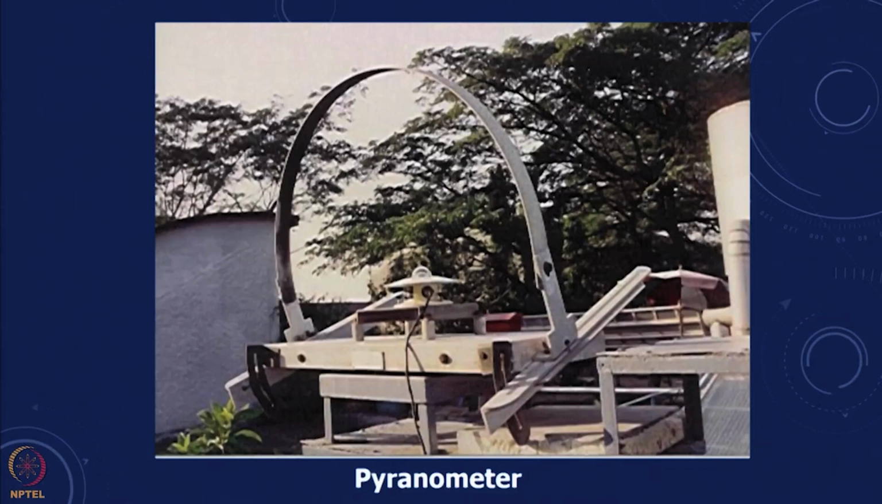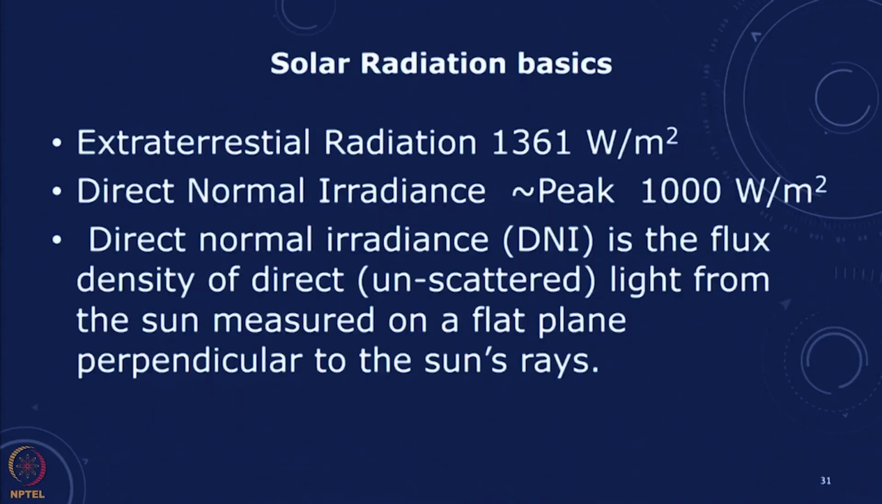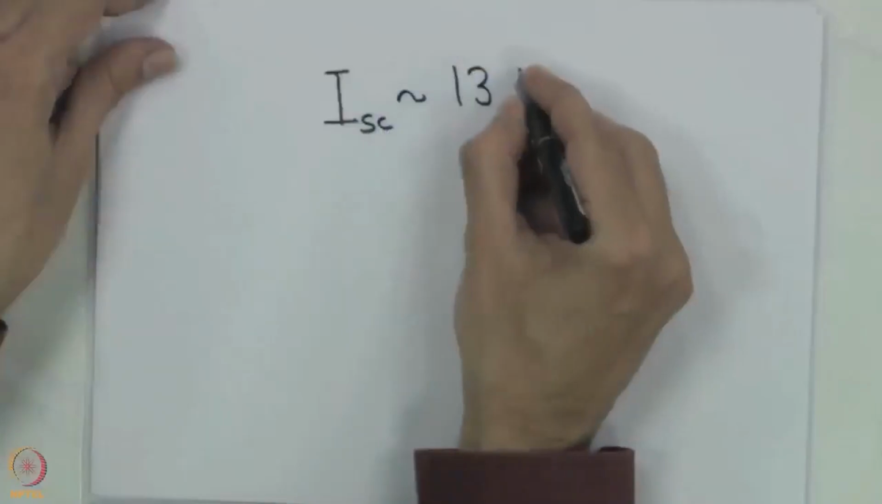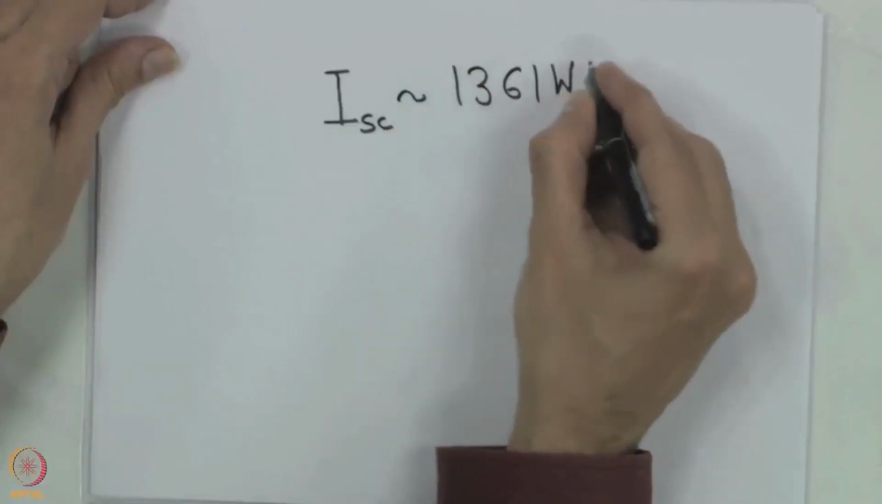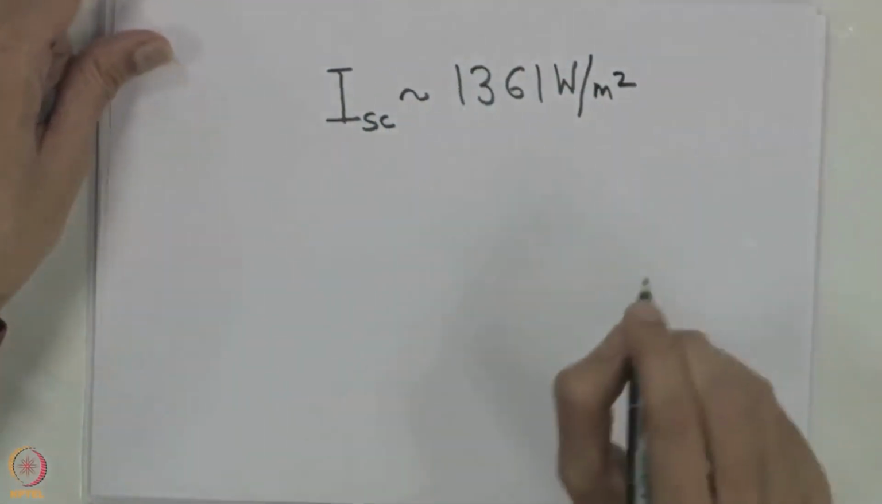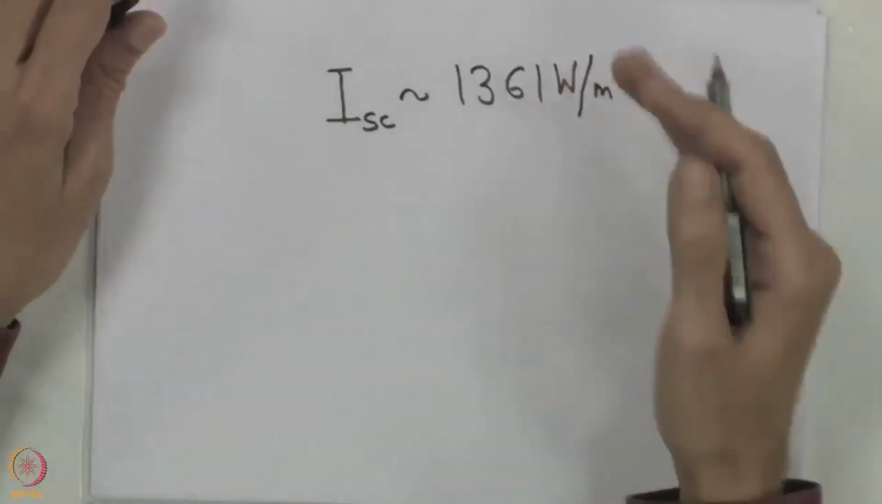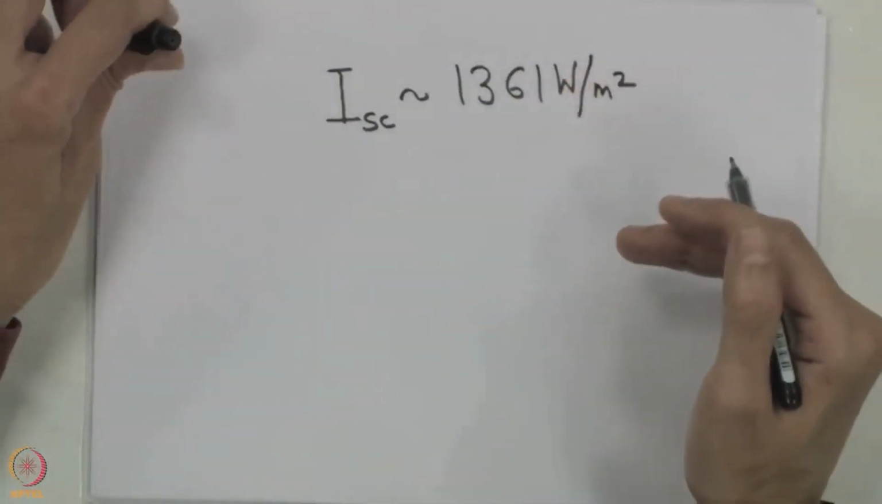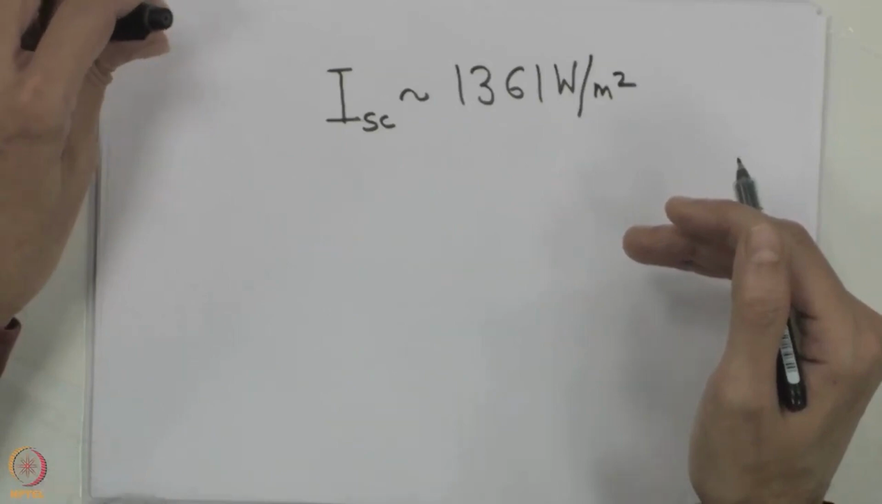measure. Most of the measurement stations will have these type of instruments, and the solar constant ISC, which is incident, is of the order of 1361 watts per meter squared. That is the total amount of solar insolation available per meter squared of surface.